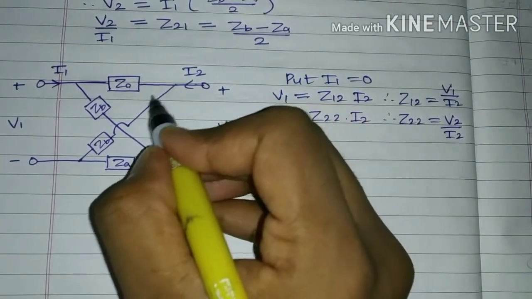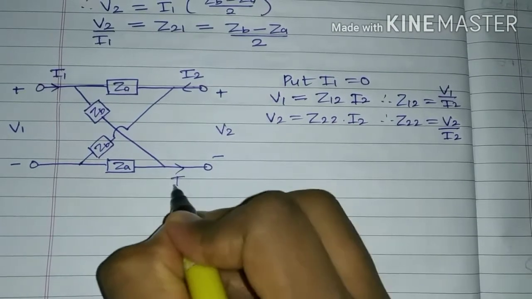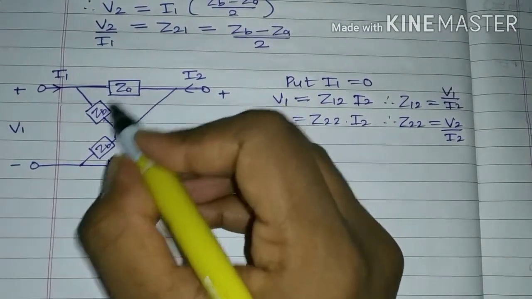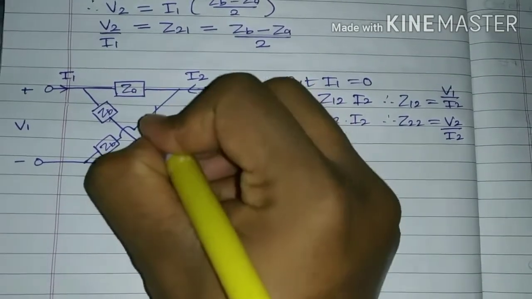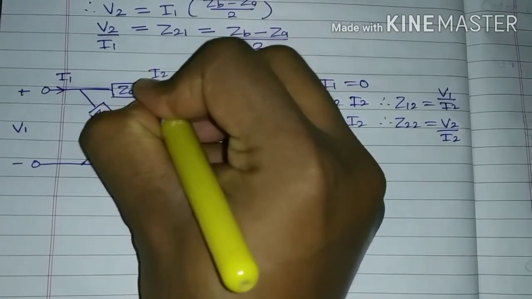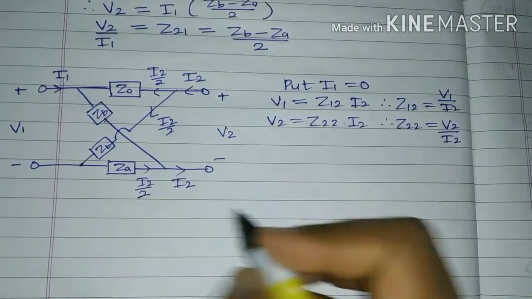Since I have put I1 is equal to 0, I2 will flow through this path as well as this path and hence I2 will be leaving through this terminal. And since both the circuits have equal impedance, that is ZA plus ZB and ZA plus ZB, the current gets divided into two equal parts, that is I2 by 2 and I2 by 2. Over here also I2 by 2.